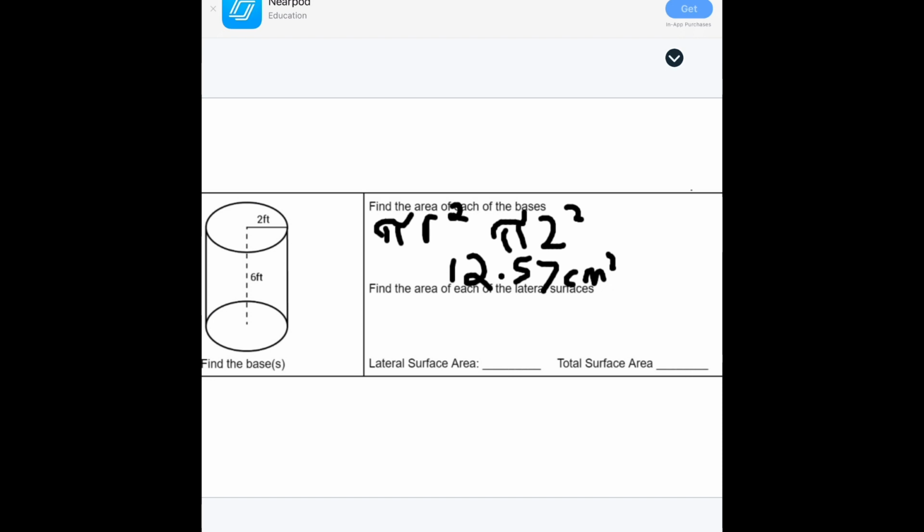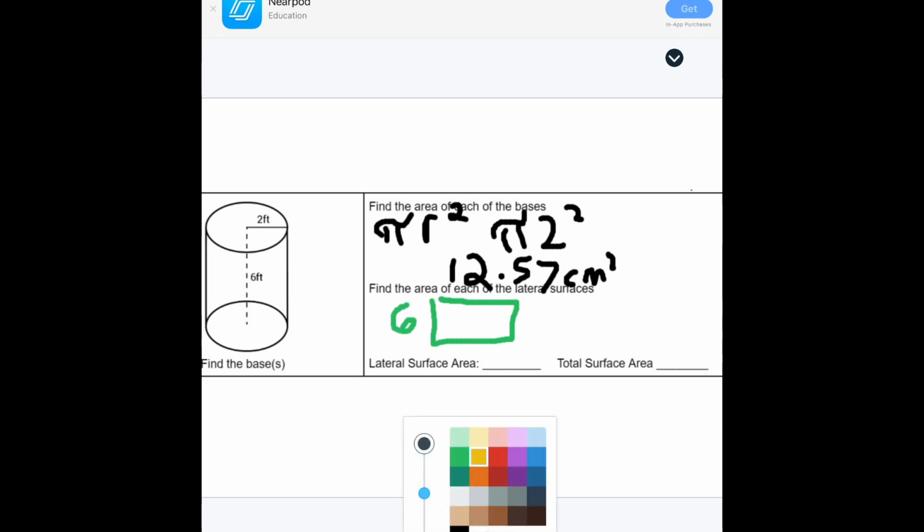There's two of them, so that means I'm going to end up needing 2. We'll talk about that in 2 seconds. Let's find the area of my lateral surfaces now. Once again, lateral surfaces, that's that rectangle here that gets wrapped around. Now the height is 6. Sweet. I got a bit of a problem though. I need this amount here.